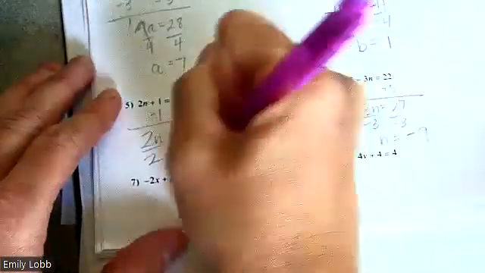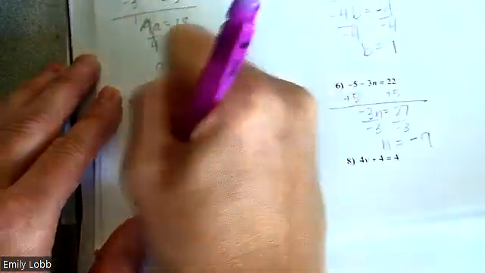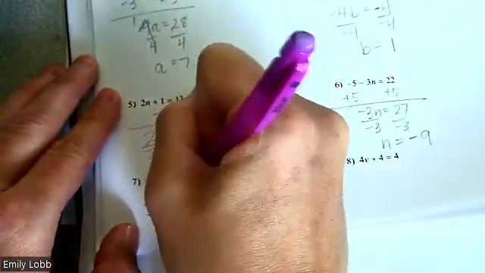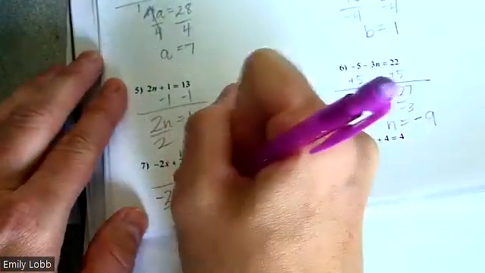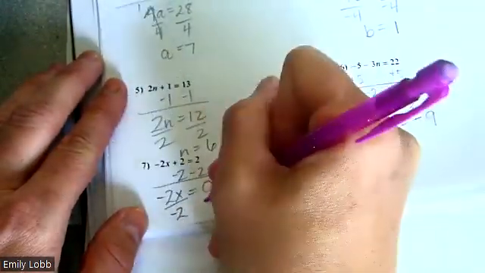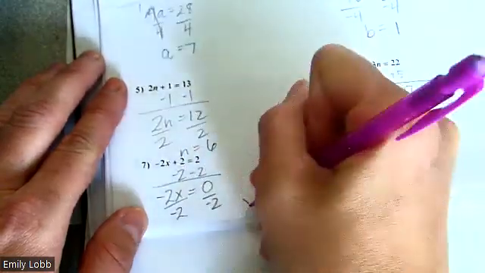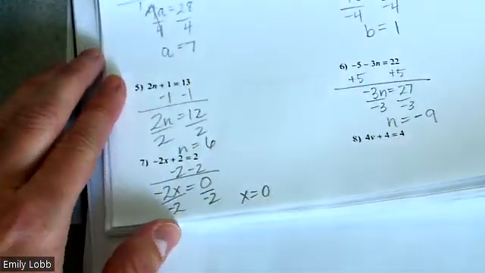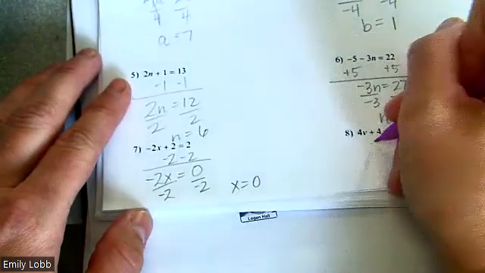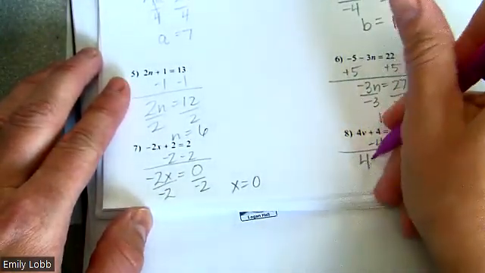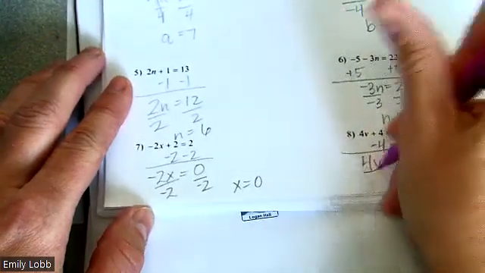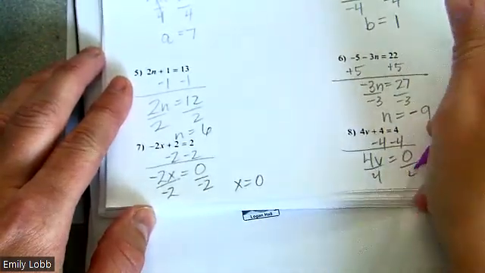Right? Subtract 2 from both sides. This one's a lot like number 1. Negative 2x equals 0. Anytime we have 0 divided by anything, it equals 0. Same thing here. Subtract 4, subtract 4. What is v going to be equal to? 0.